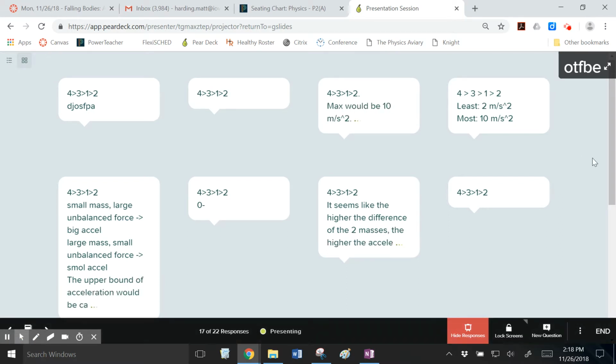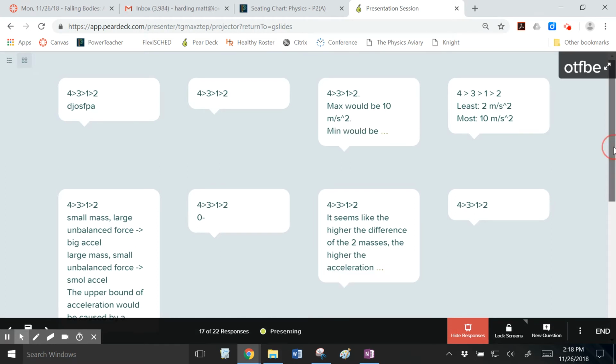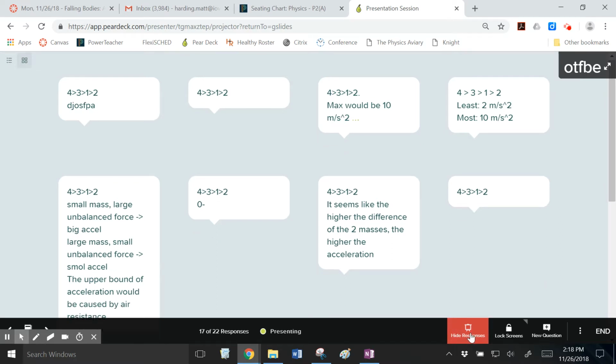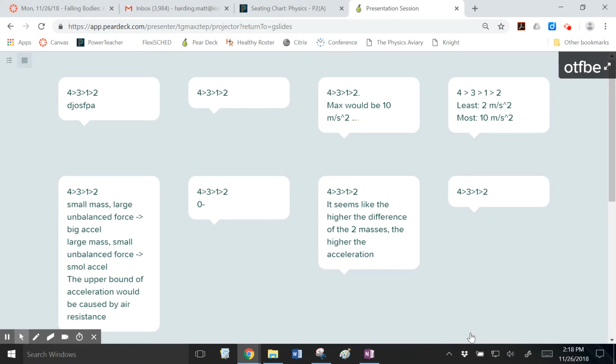Interesting. All right. Let's take a look at what our friends are thinking here. Looks pretty universal. Everybody can read. That's good. So 4 has the greatest acceleration. 2 has the least. In between there, you've got 3 and you've got 1.